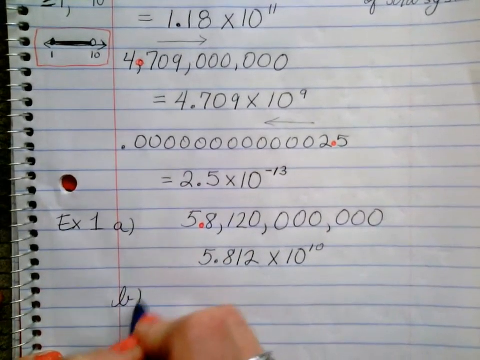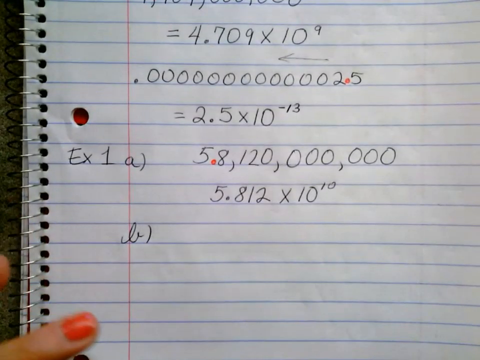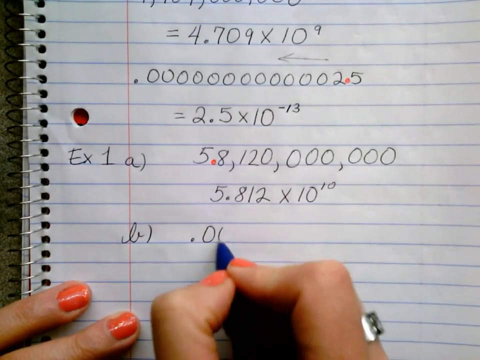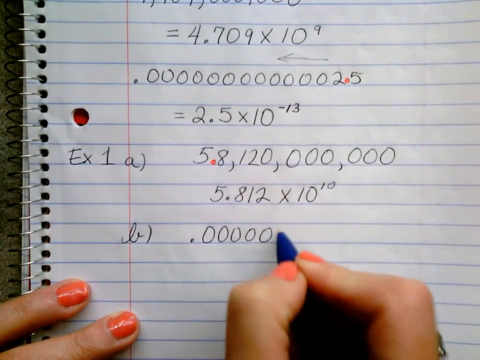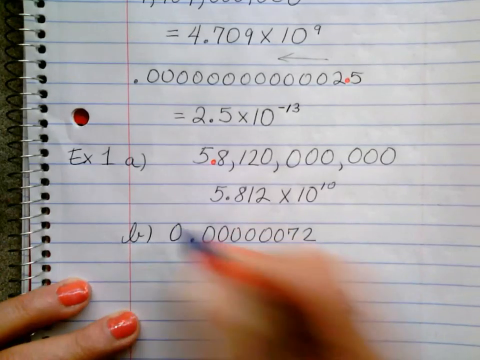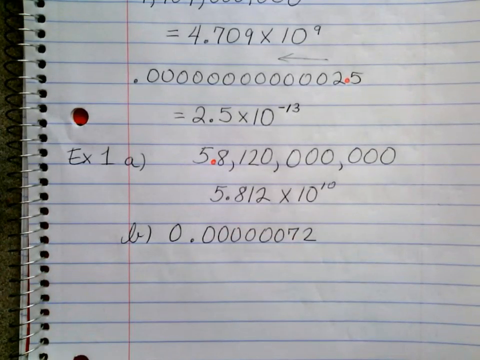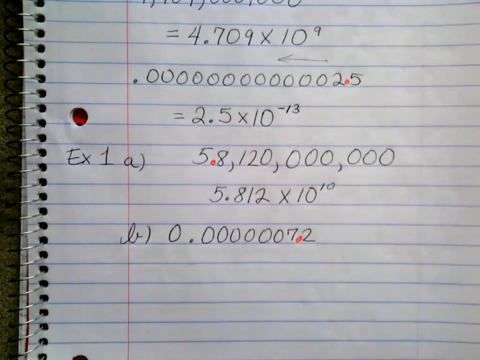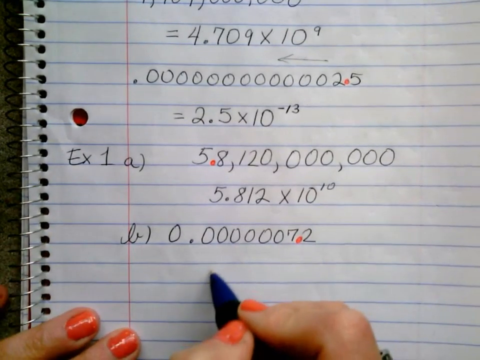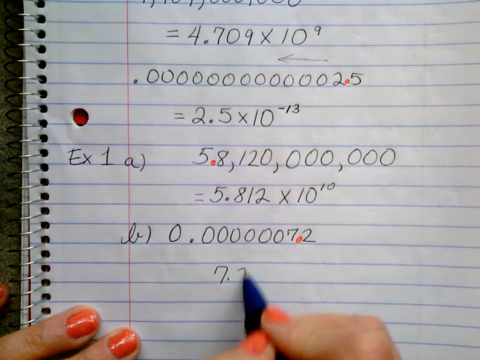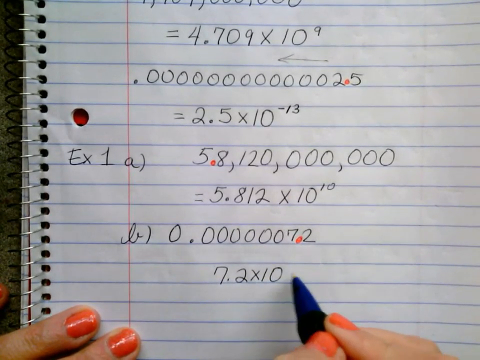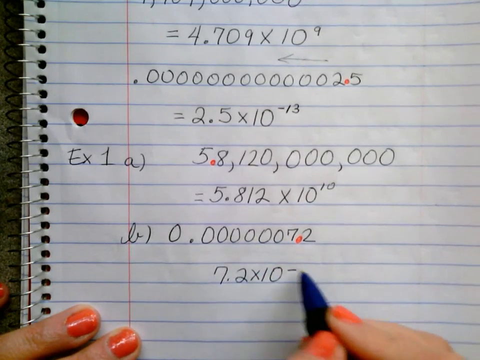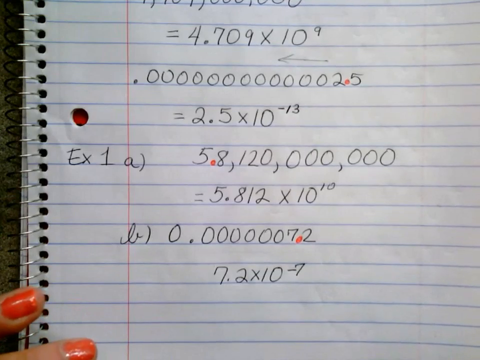All right, B, a teeny weeny number. 1, 2, 3, 4, 5, 6 zeros. 0.0000072. My red dot is going to go where, Jared? Good. This is the easy part of all this. 7.2 times 10 to the negative or positive? Negative. Negative 7? Yep. Okay. This is the easy stuff.